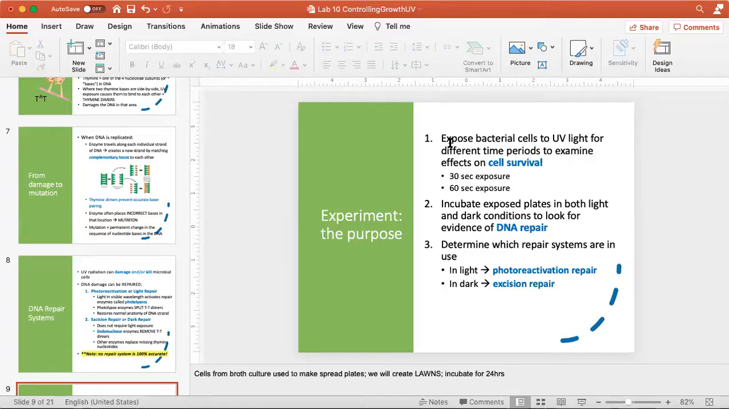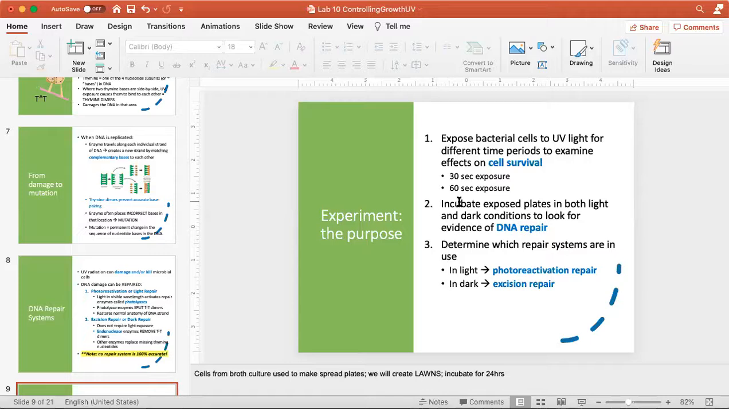Now, exposing them isn't enough. We have to expose them to the ultraviolet, and then we have to incubate them to see if they're still alive, right? If they're alive, they are going to grow into a colony. If they're not alive, they're not going to be able to grow into a colony. So we're going to incubate the exposed plates for 24 hours to see whether or not a colony grows.